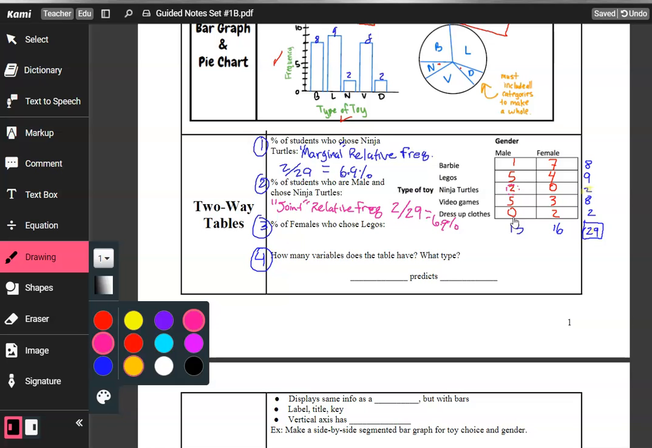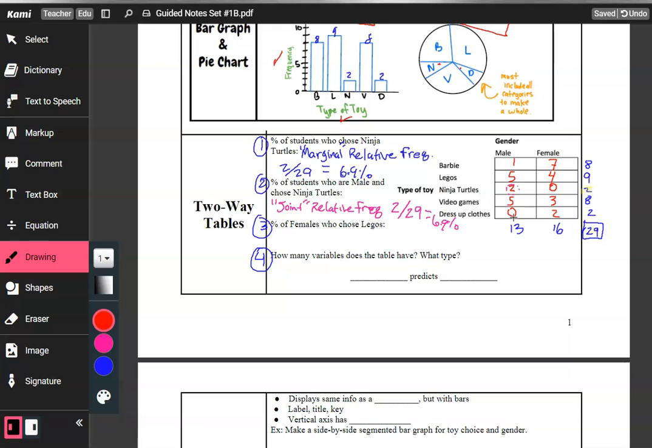And number 3, this is considered a conditional relative frequency. It is considered a conditional relative frequency because sometimes in the question it'll say "given that." That will be the keyword, given. In this example they don't use it, but that's a keyword when working with conditional.